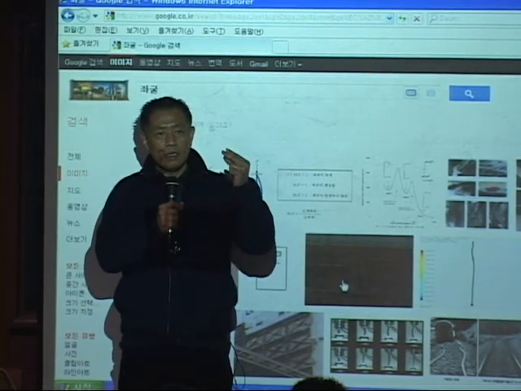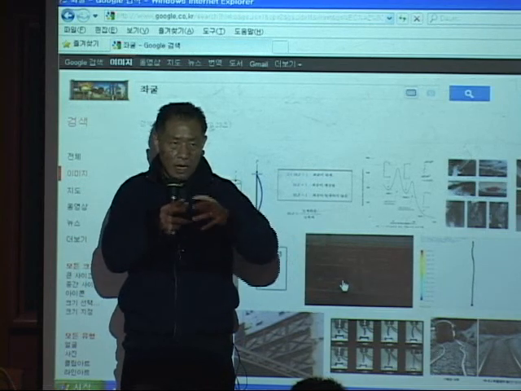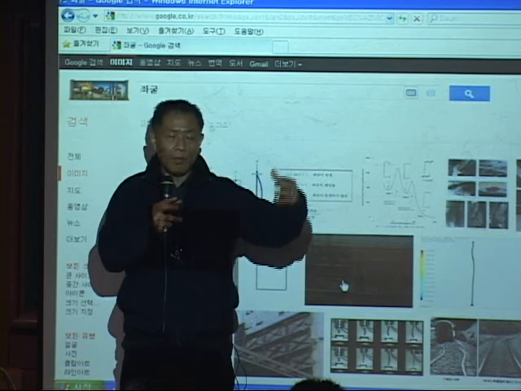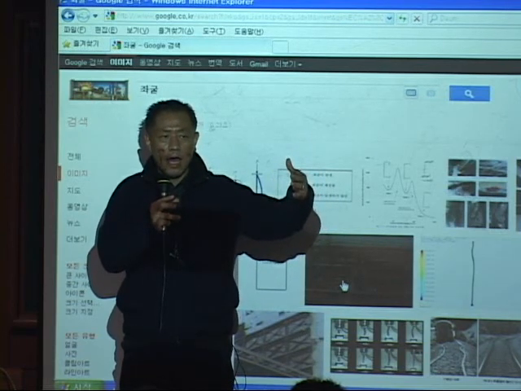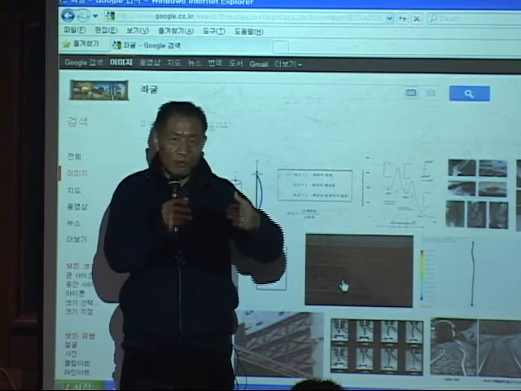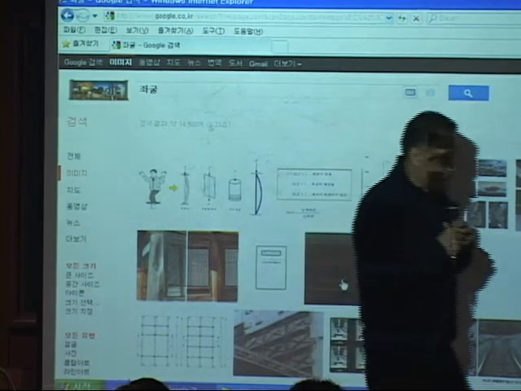But a slender member subject to a compressive load, we call a column, okay? A column has another behavior than just being compressed, which is called buckling.